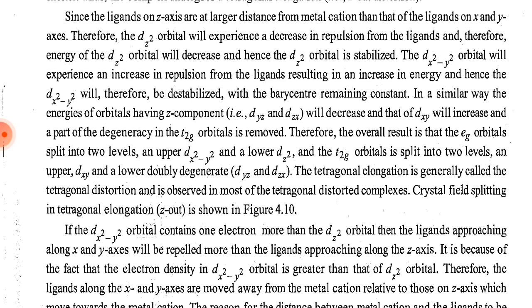The tetragonal elongation is generally called the tetragonal distortion and is observed in most of the tetragonally distorted complexes. Crystal field splitting in tetragonal elongation, Z out, is shown in figure 4.10.